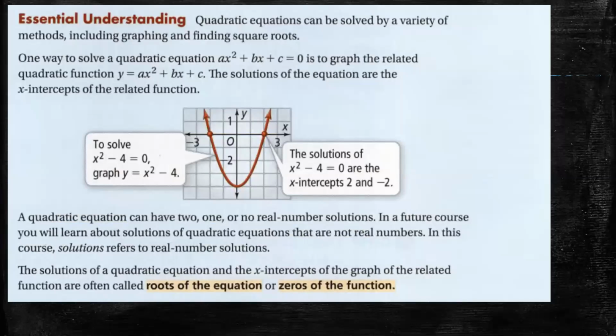As I told you before, quadratic equations can be solved by a variety of methods, by graphing or by finding the square root. Let's start today with how we can solve the equation by graphing. One way to solve the quadratic equation is to graph it, as we learned before, as in this picture here. Let's graph now x squared minus 4. How can we graph x squared minus 4?